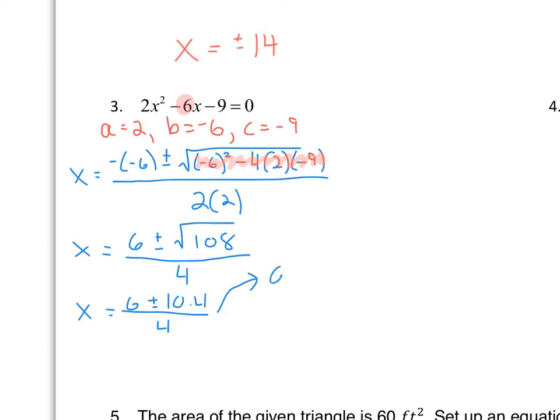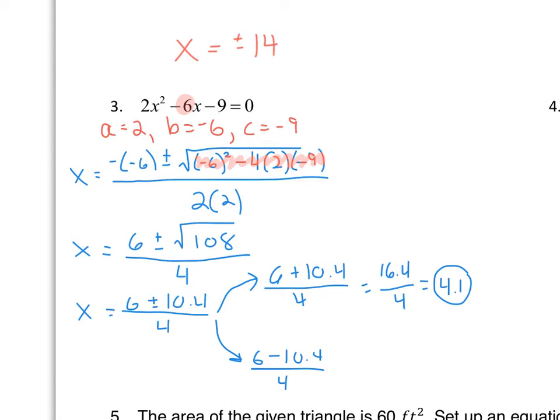One is going to be 6 plus 10.4 divided by 4. The other is going to be 6 minus 10.4 divided by 4. Do the operation in the numerator first. So right here this is going to work out to be 16.4 divided by 4, which works out to be 4.1. One solution. This works out to be negative 4.4 divided by 4, and that, of course, if you do that math, works out to be negative 1.1, the other solution.